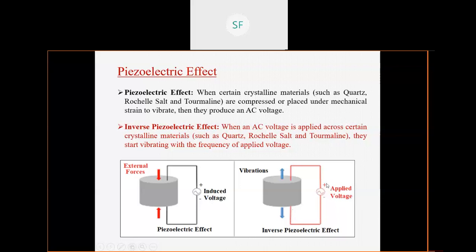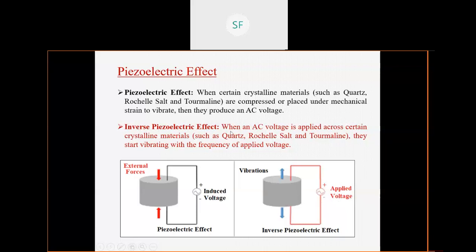You are applying an AC signal to the crystal, and when you apply an AC signal with some frequency, let's say the frequency of the AC signal is 50 hertz, then you will observe that this crystal will start vibrating as a result of the application of this AC voltage. These vibrations are nothing but your frequency. It is generating a frequency. So what will be the frequency of this crystal? This frequency will be the same as the applied voltage frequency.